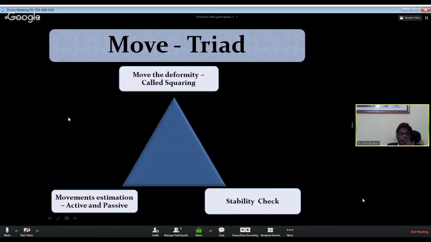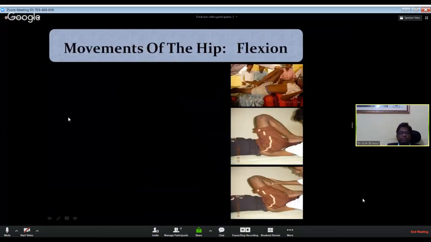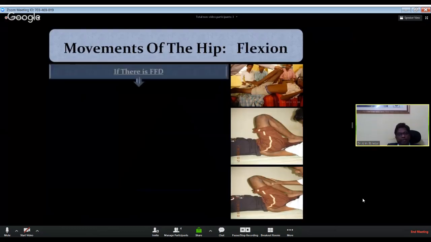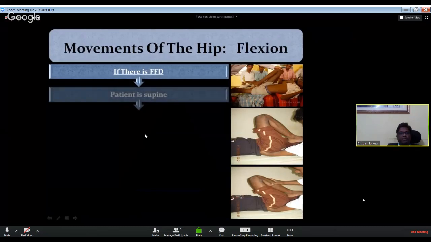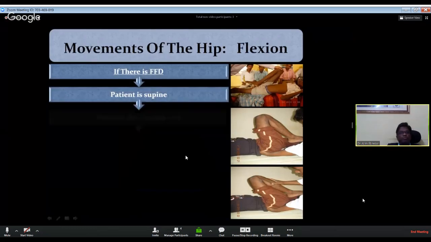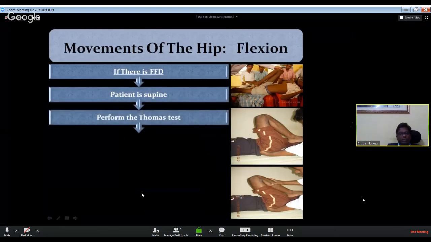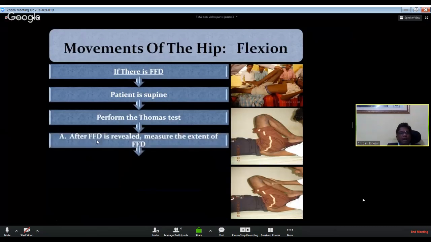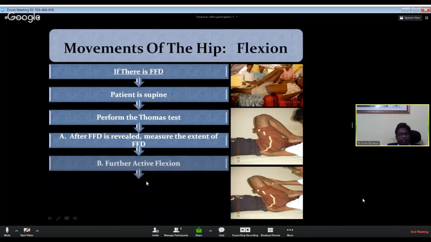So this is what you do when you are going to move the joint. So movements of the hip now. You want to examine the movements of the hip. Say flexion. First, if there is fixed flexion deformity, what is that? The patient is in supine position and you perform the Thomas test. After the fixed flexion deformity is revealed, measure the extent of fixed flexion deformity by noting the angle.